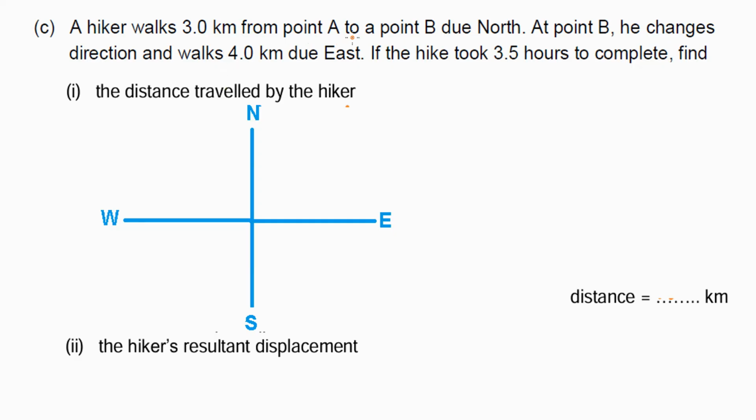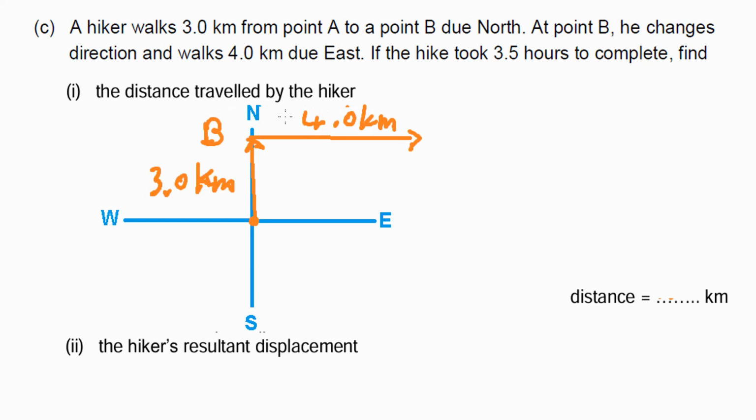He walks from a point A. So, point A will be our starting point. He walks 3.0 kilometers due north. So, we can draw a displacement vector due north. So, we know this is going to be 3.0 kilometers. Then, this will be point B here. So at B, he changes direction and walks 4 kilometers due east. So 4 kilometers.